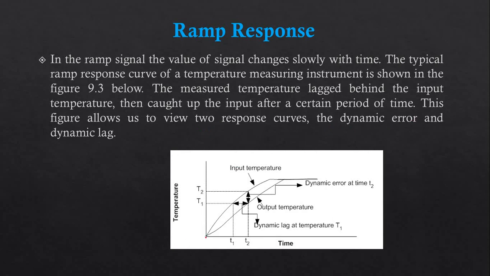So as we can see over here, the temperature is going from the 0 value to its maximum value. But over here in the first figure, this is the input temperature, that is the actual temperature that is going to be sensed by our sensor, and the other is the output temperature. So this is the output, and the difference between this input and output is called the dynamic lag at temperature T1. So this is at a temperature T1, and over here this is the output temperature, or we can say the dynamic lag at temperature T2. So over here dynamic error at temperature T2. So this is the ramp response of temperature.